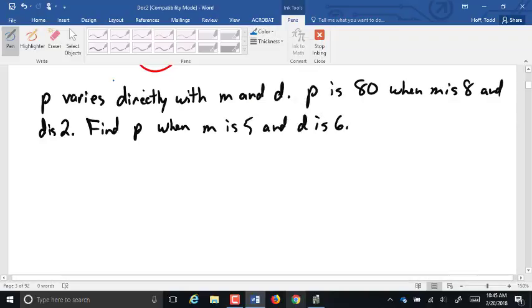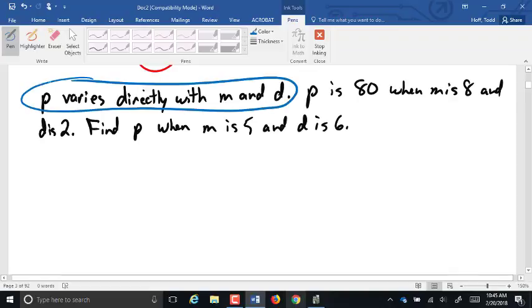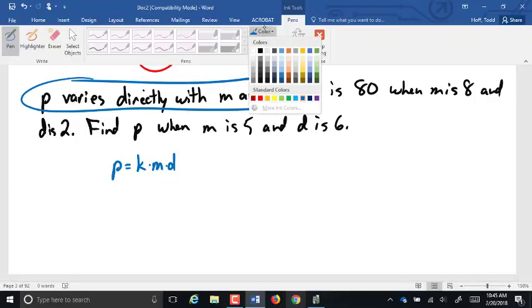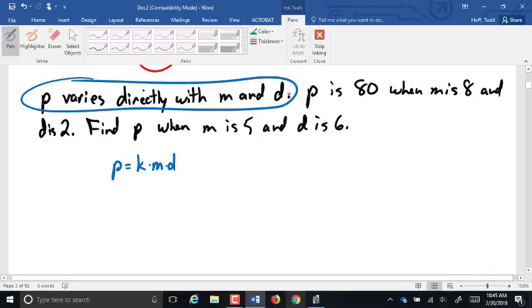So here, our first piece of information. P varies directly with m and d. P equals a constant times m and d. This is called joint or sometimes combined variation. We have more than 2 variables. We still have an initial condition. P is 80 when m is 8 and d is 2.